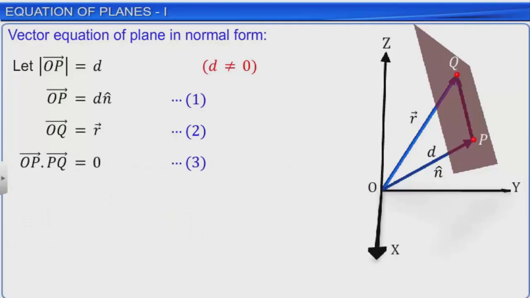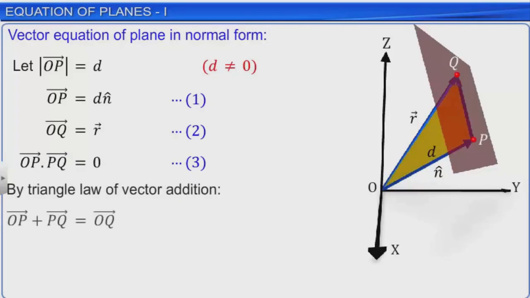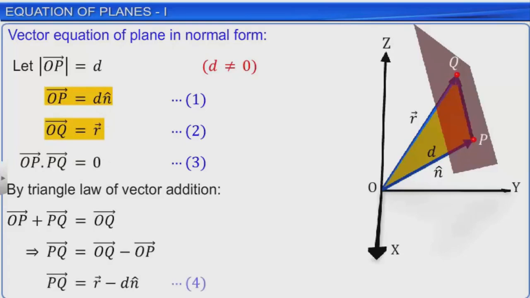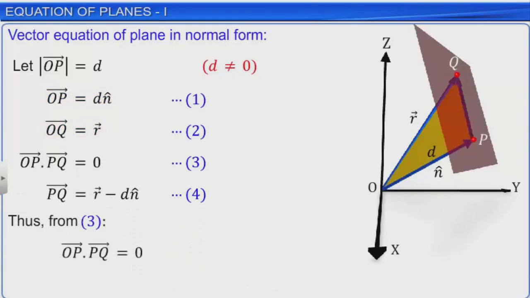Applying the triangle law of vector addition to triangle OPQ, we get vector PQ is equal to vector OQ minus vector OP. Substituting the values of the position vector of point Q and of vector OP from equations 1 and 2, we get vector PQ as shown. Substituting this value of vector PQ and the value of vector OP from equation 1 in equation 3, we get the result as shown.